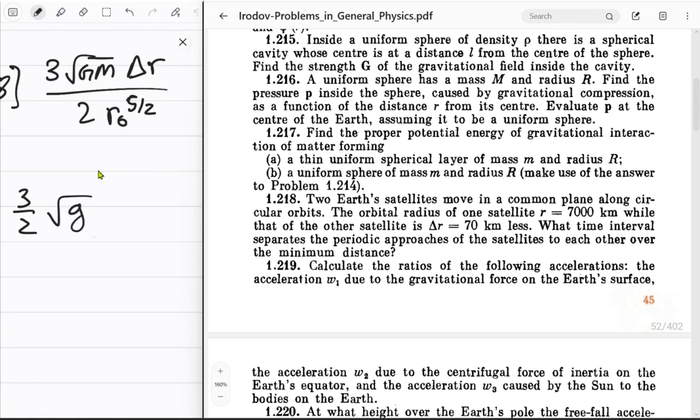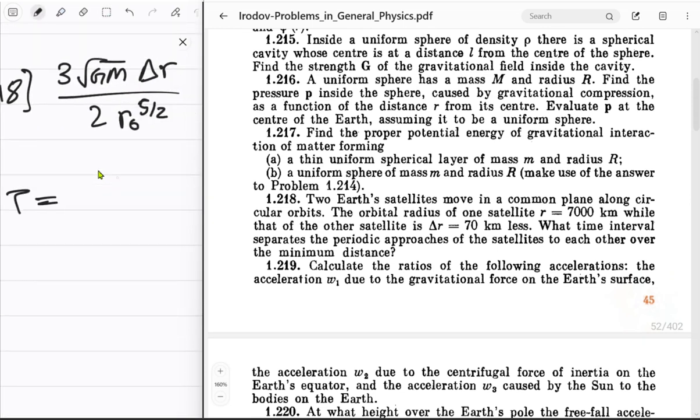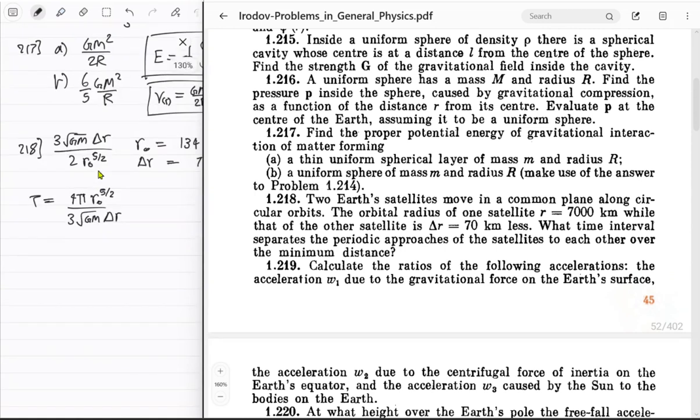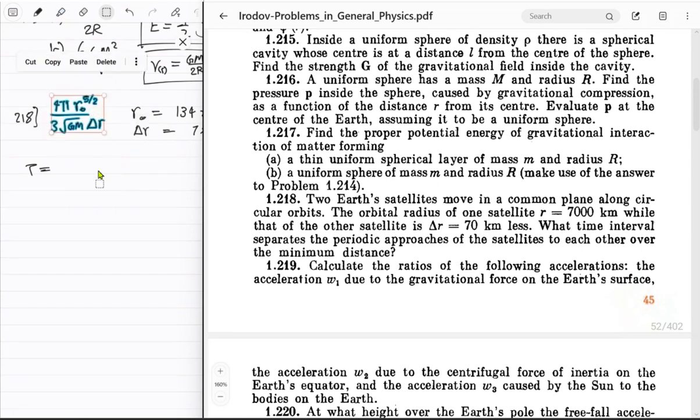Hey, wasn't this like having 2 pi over the, it was. This is omega, not the time required. The time required would actually be, so T would be 4 pi R naught power 5 upon 2 upon 3 square root of GM times delta R, right? This is what T would be. So this is wrong, and this is the actual value, hopefully.